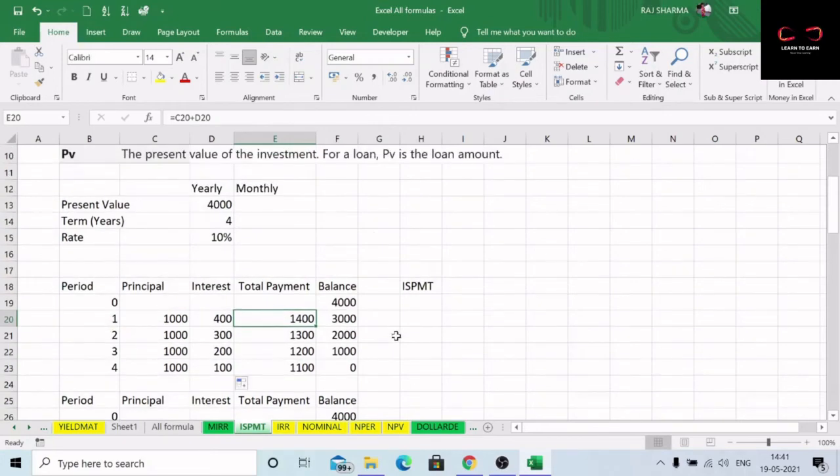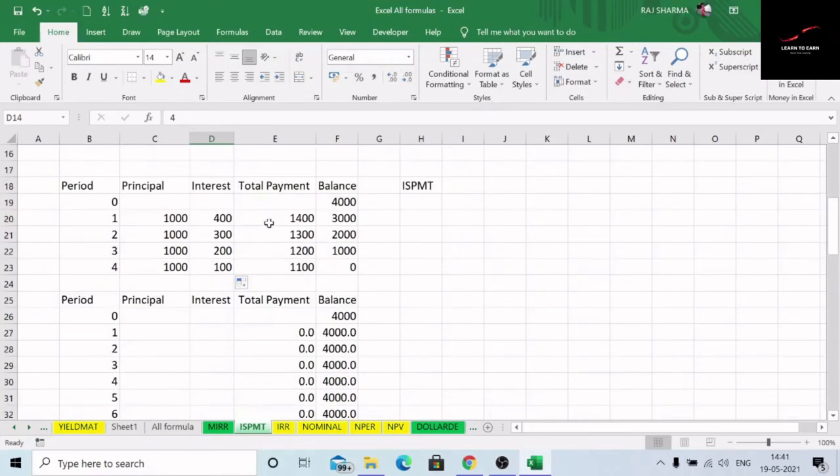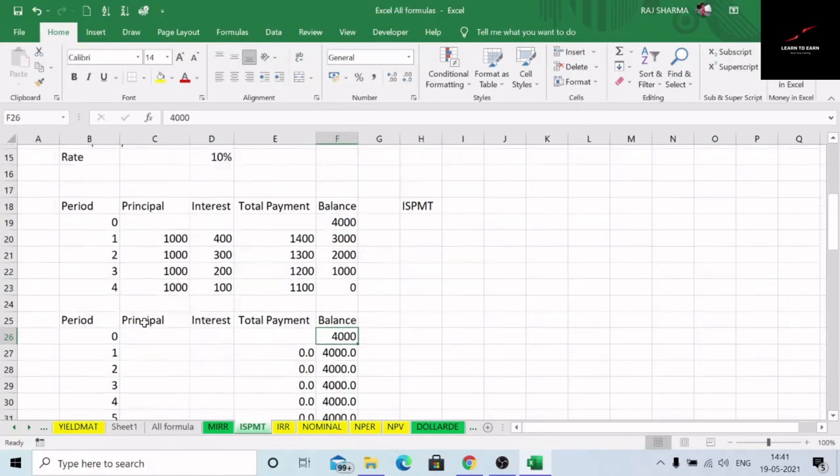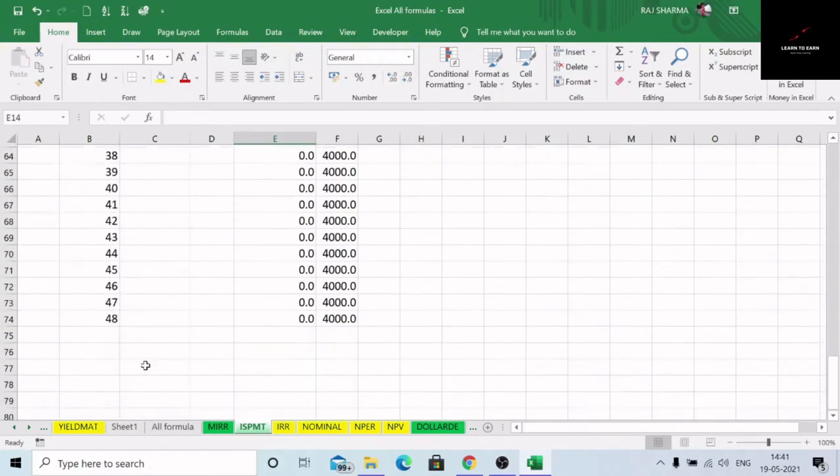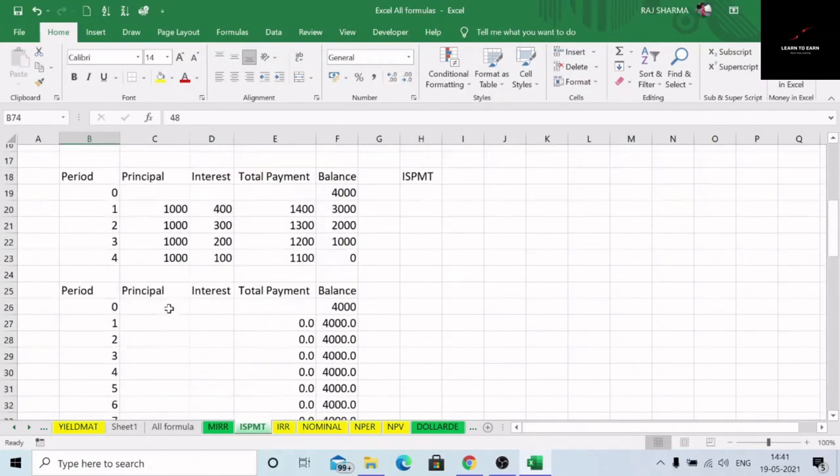Another key factor in this formula is that if the principal is payable at monthly intervals, then we have to divide the interest rate by 12, and also multiply the 4 years by 12 to work out the proper repayment. Take a case where 4,000 is the loan amount and it is to be repaid in 48 equal principal repayments, that is 4 into 12.